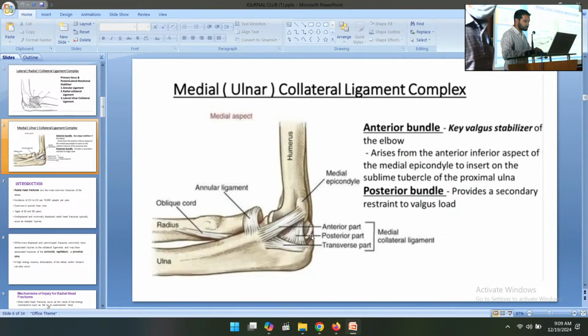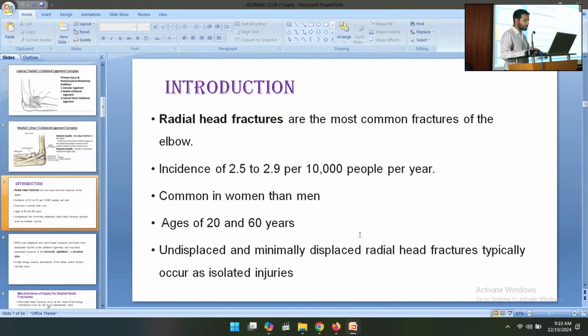Transverse part also is there. Then is oblique cord and annular ligament. Humerus, radius, ulna. And also you got a coronoid process. All are important. Introduction: radial head fracture, the most common fracture of the elbow.